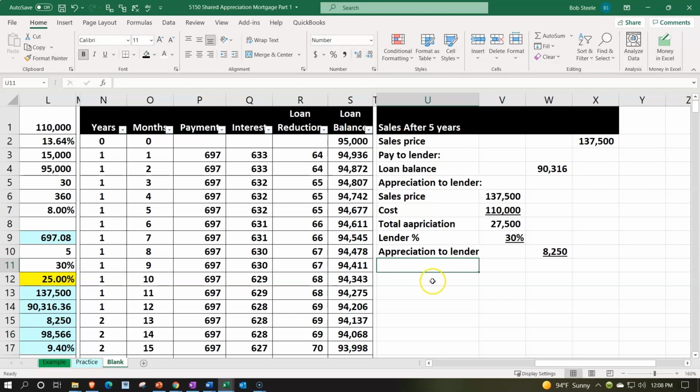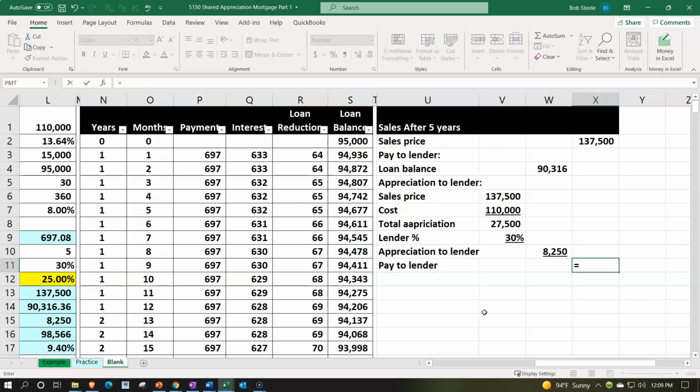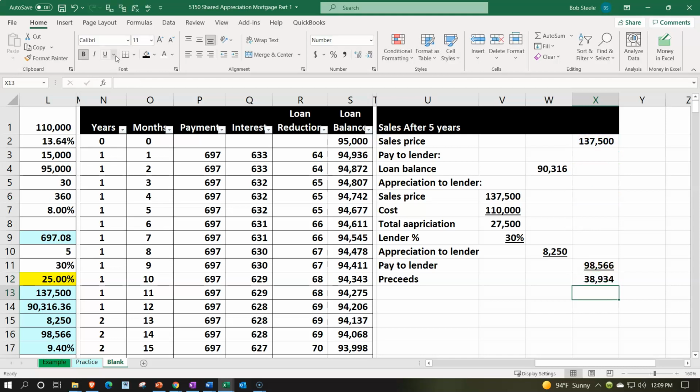So now we got to pay the lender. Pay to lender. The amount of the loan equals the sum of the loan amount that we still owe them, and we got to pay the appreciation portion to them. That means the proceeds to us after this would not just be net of the loan amount we owe, but the amount of the appreciation percent that the lender wants. So now we'd have the 38,934.